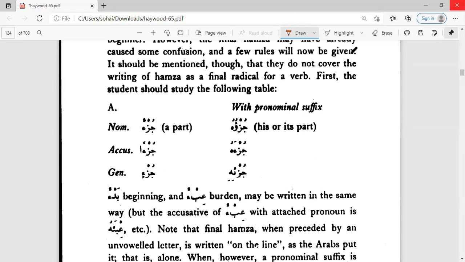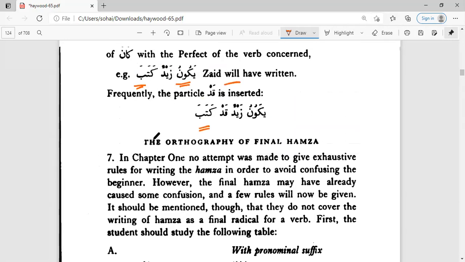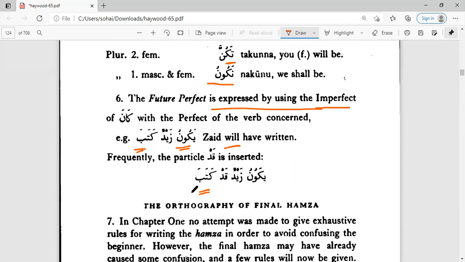I will be going. I can't hear you, Nadir. It should be akuno, no? If I will be going, then it should be akuno. So if you use yakunu Zaidun qad kataba, this is the past with the past tense. If you say yakunu Zaidun qad zahaba, it means Zaid will have gone, not Zaid will go. If you say Zaid will go, you will say yazhabu Zaidun.